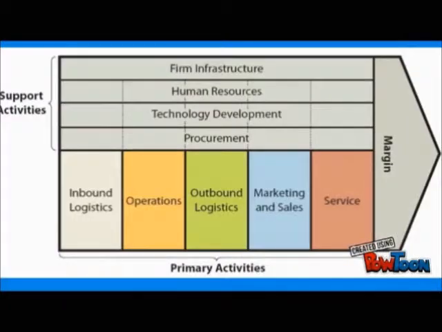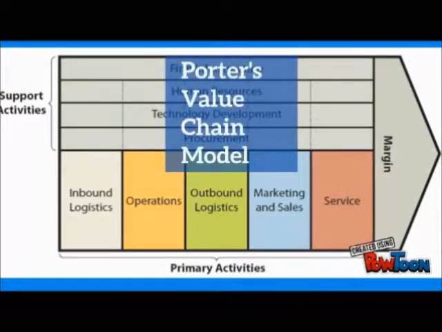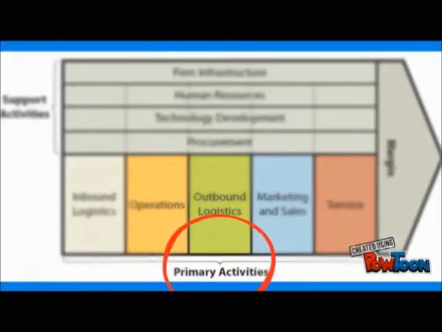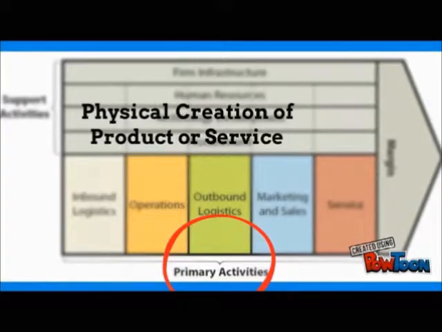Let's take a look at the diagram. This is Porter's value chain model. The Porter's value chain model consists of two parts of activities, which are primary activities and support activities. The primary activities contribute to the physical creation of product or service. It sells and transfers to the buyer and its services after the sale.